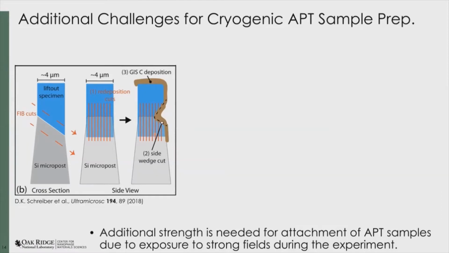And so what Danny and his collaborators figured out that they could do was, when they put this onto the post, you can mill these little cuts in them. They call them little redeposition cuts, because what happens is some of this material is sputtered nearby and it attaches this more strongly than just a standard GIS deposition. But then in addition, they make a cut on the side and deposit an additional material with the GIS. So this enables it to have a really strong connection that can withstand the forces in the atom probe.